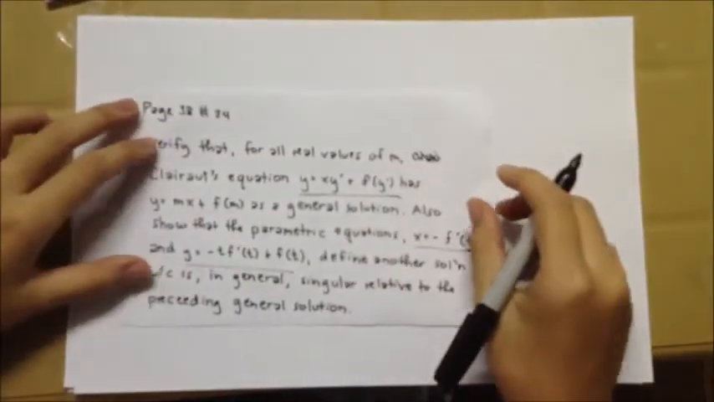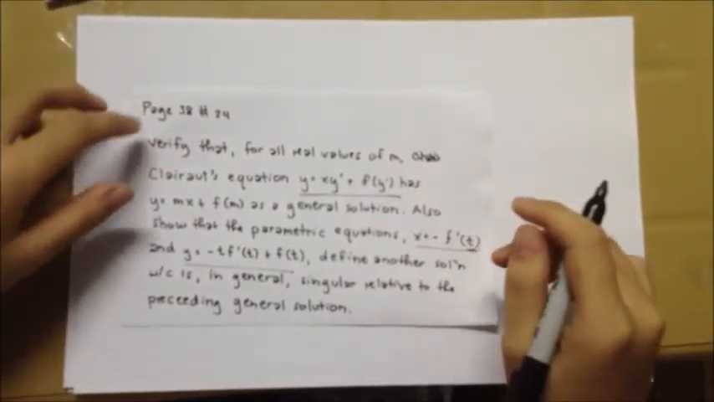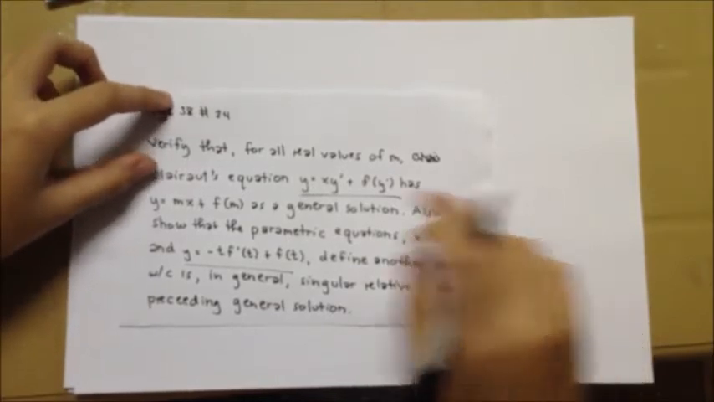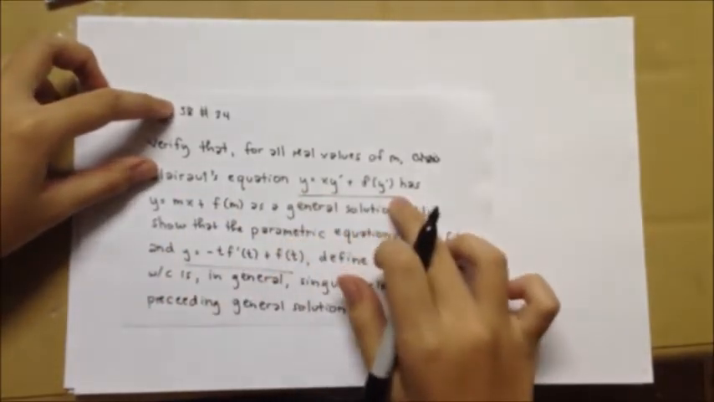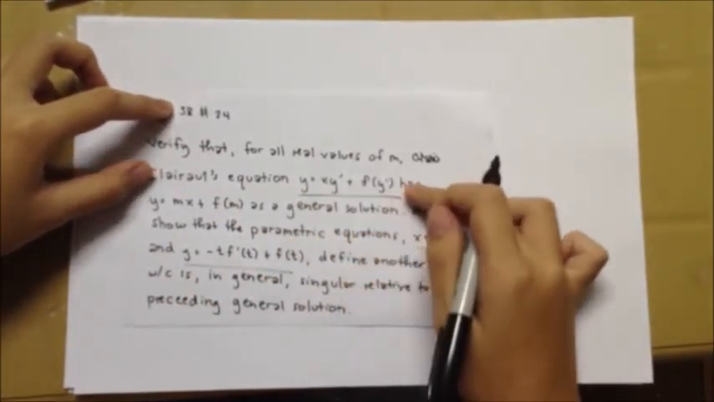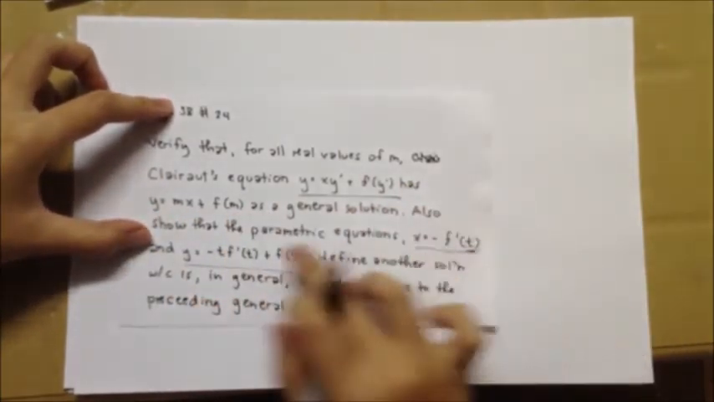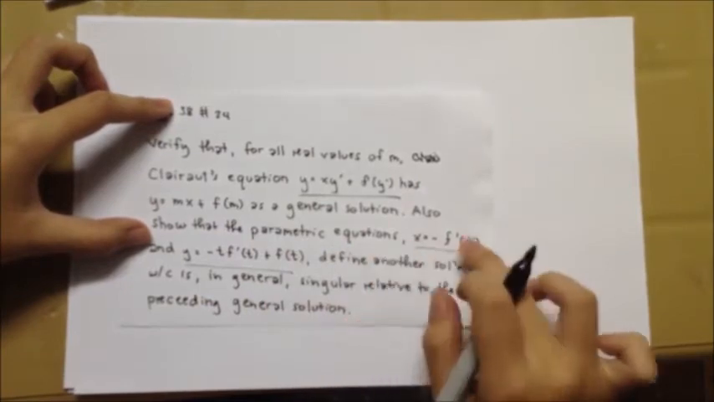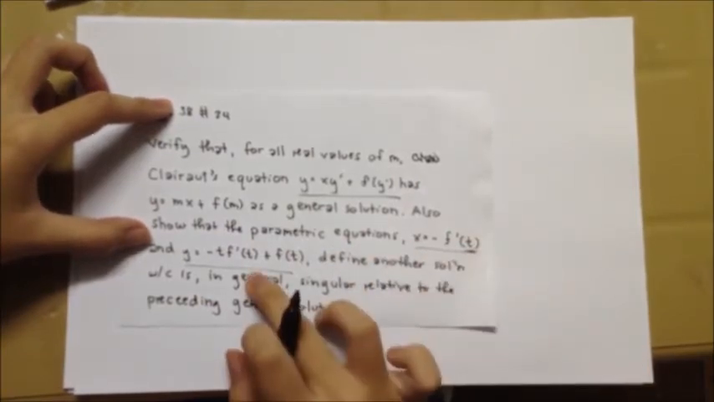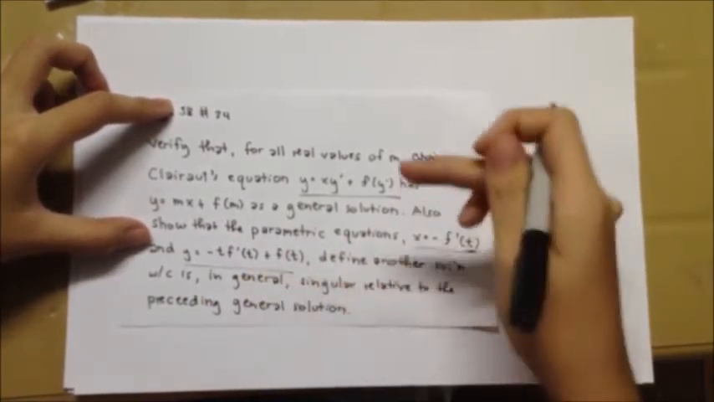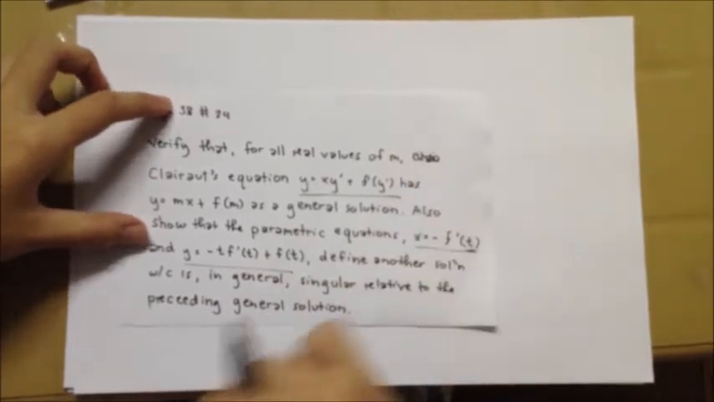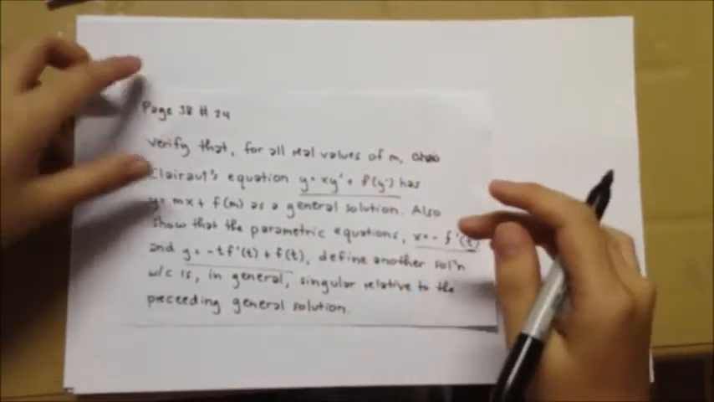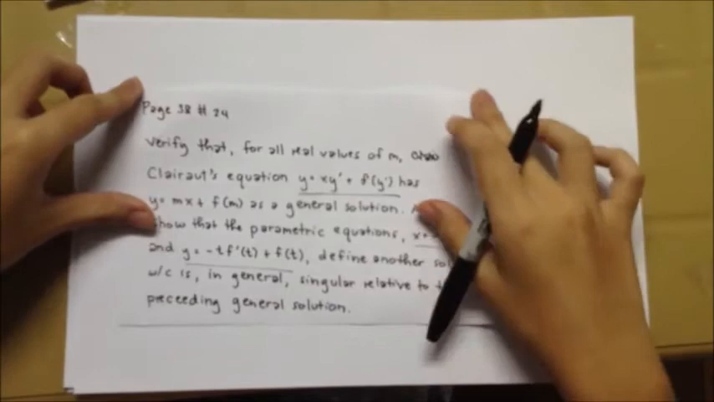Now I am down to problem number 4. Here this involves Clairaut's equation. It says that given a Clairaut's equation of this form, we have to show that its general solution is of this form, and also that the parametric equations, this and this, are a solution of the Clairaut's equation. You can refer to the problem at the beginning of this video, which I showed to you.